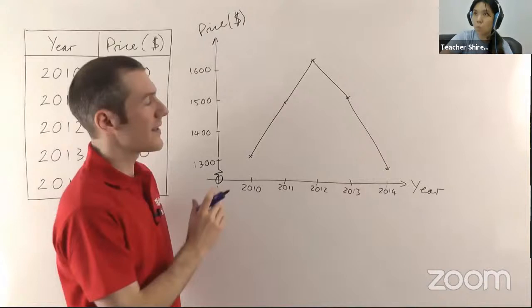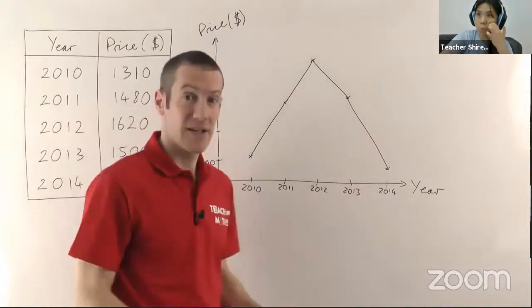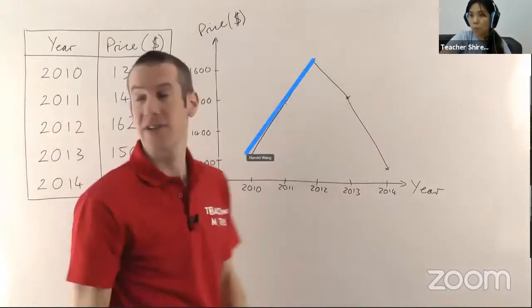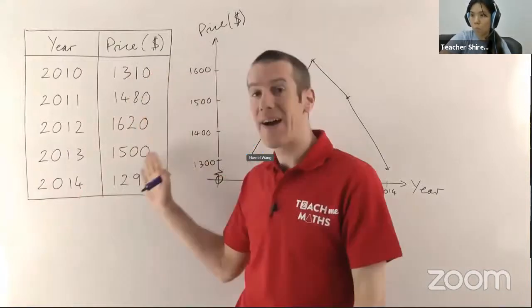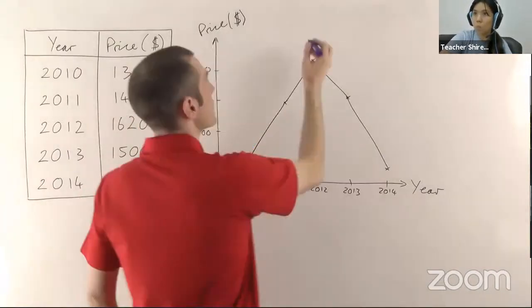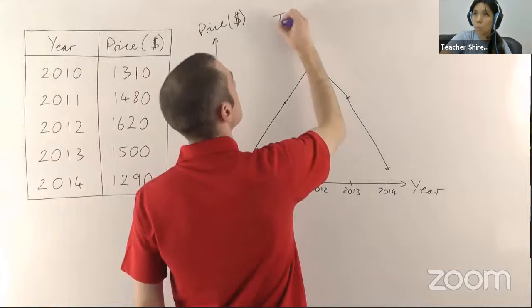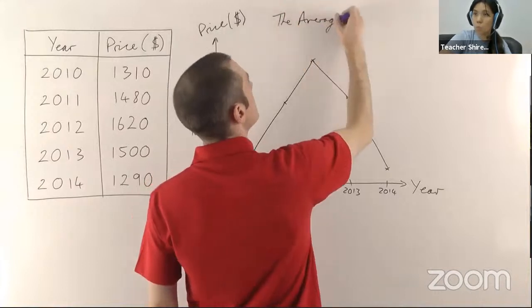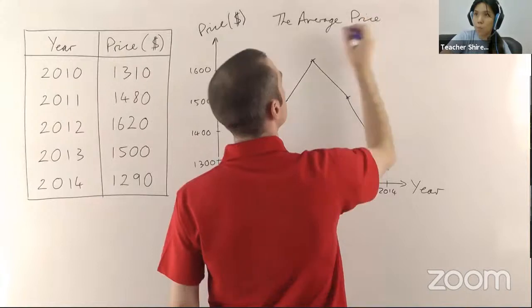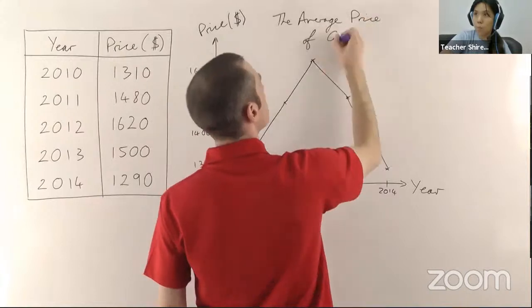The last thing then for a line graph is you must give it a title, and it's got to refer to what we're talking about here. So obviously in this case, we're doing the average gold price. So your title might be the average price of gold.